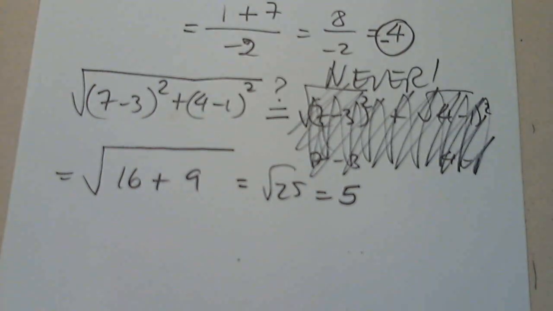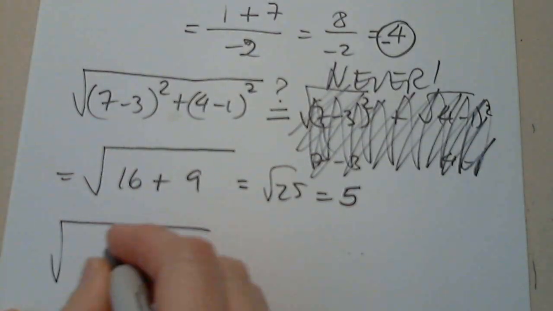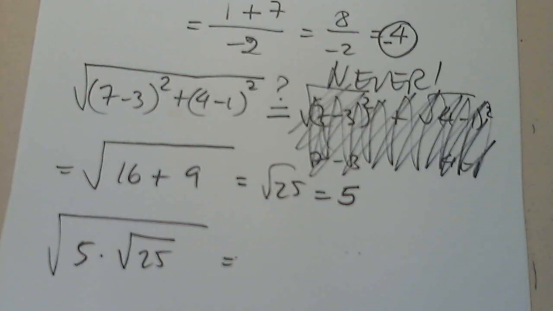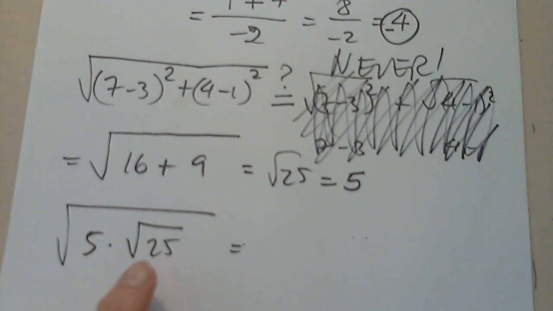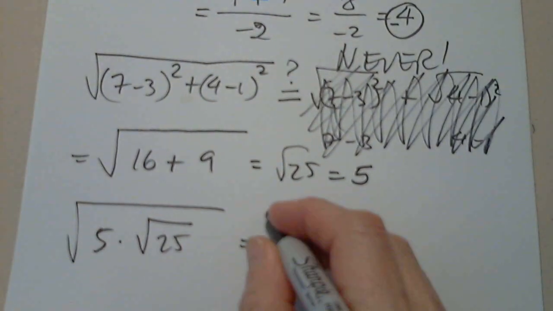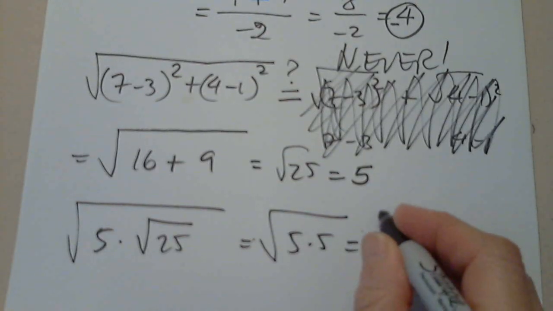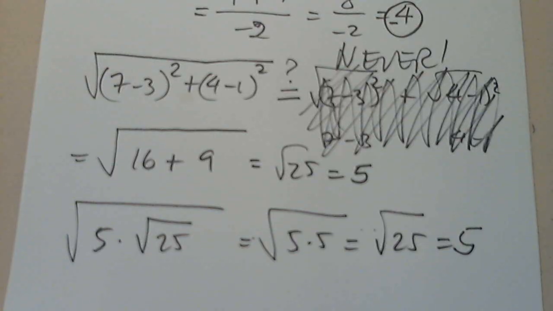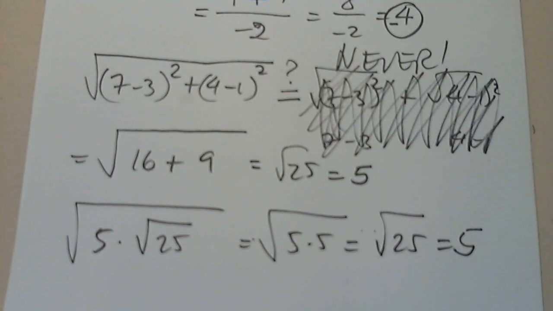Good, a good one. So the square root of 5 times the square root of 25. 5. Yes. So first we have to start inside, and we get this to be 5. So then we have the square root of 5 times 5, which is indeed 25, which is indeed 5. Good. Almost there.